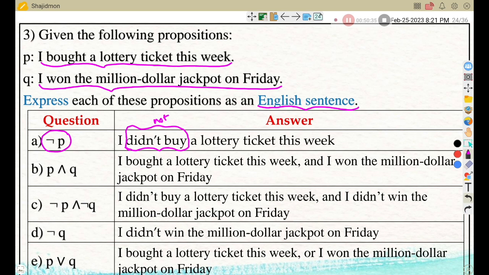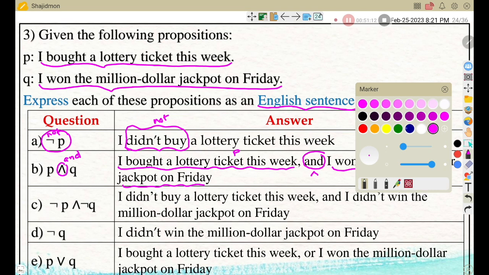Now the next statement, P and Q, because you know this symbol means and, correct? This symbol means not, but here it is and, P and Q. So how to write? First you write the P sentence, I bought a lottery ticket in this week. Then you use and, because this symbol is there, and then you write Q: I won the $1 million jackpot on Friday, correct? So for P and Q, first write P, then for this symbol we use and, then the Q statement. Hope you understood that one, correct?